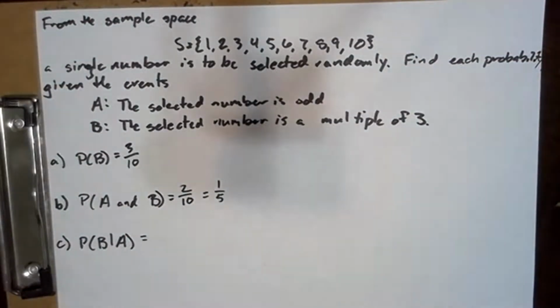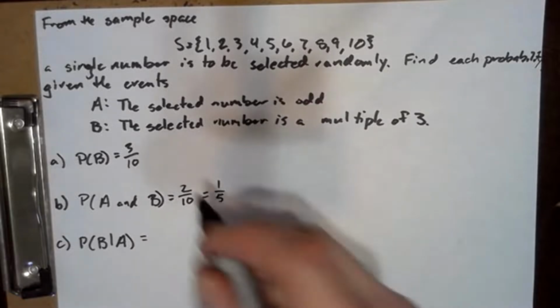Finally, we are asked to find the probability of B given A. That is the probability that the selected number is a multiple of 3 given that it is odd. Well, we have 5 odd numbers and 2 of them are multiples of 3. So that probability, sorry, I'm looking at the wrong thing here. That probability is going to be 2/5.